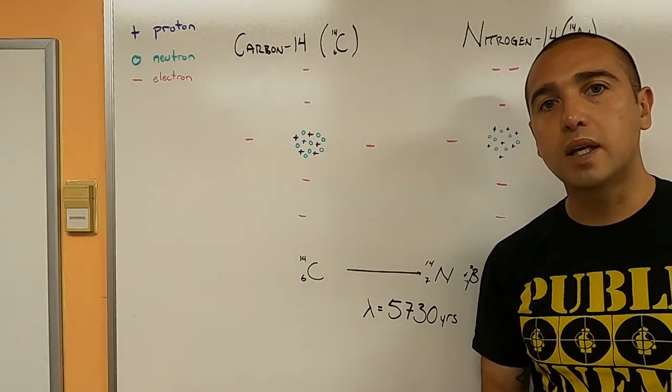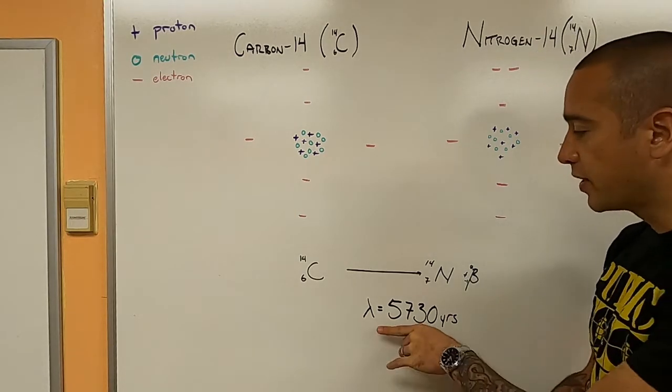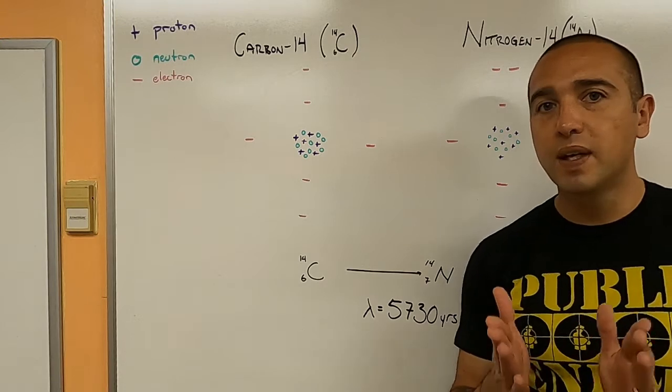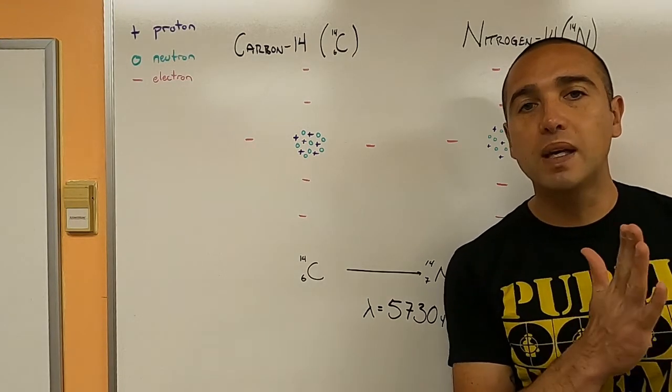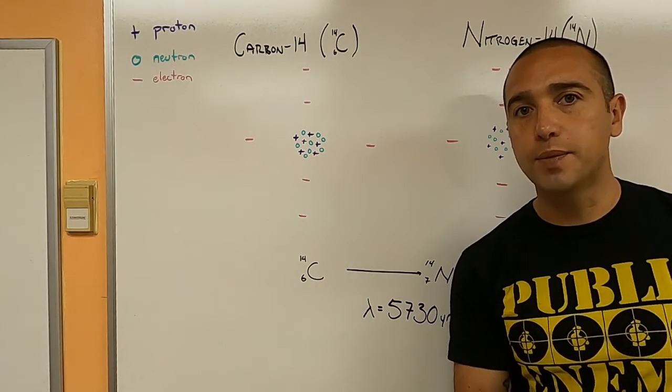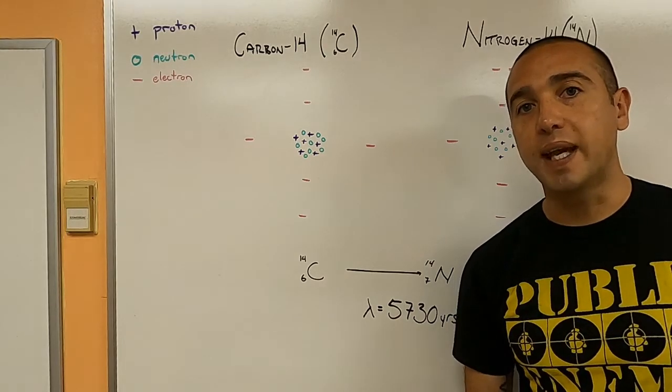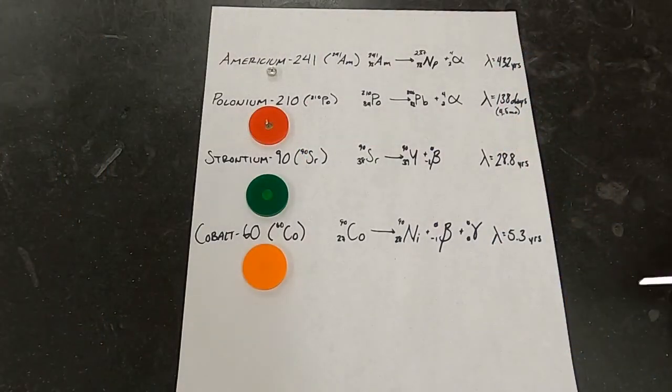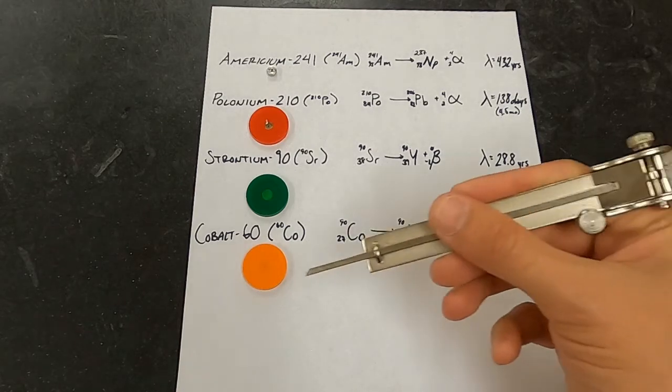50% will still be carbon-14. After another 5,730 years, the 50 grams remaining would also be cut in half, down to 25 grams. That's called exponential decay.